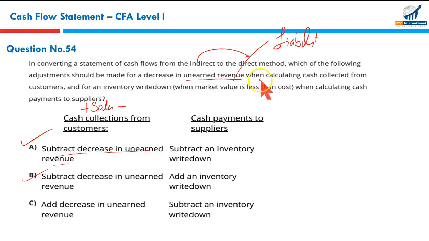Next. And when calculating cash collected from customers and for an inventory write down, when calculating cash payment to suppliers. Now, let's say we have made a payment to our suppliers of $1,000, right? Our stock has fallen from $100 to $70, and this reduction has been just because we wrote off an item of inventory because its market value fell below the cost. We had to write this stock off.